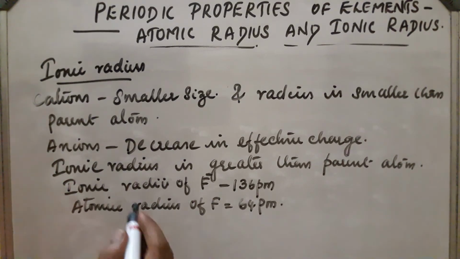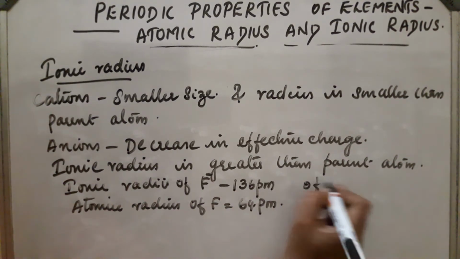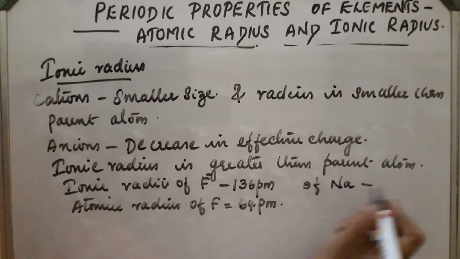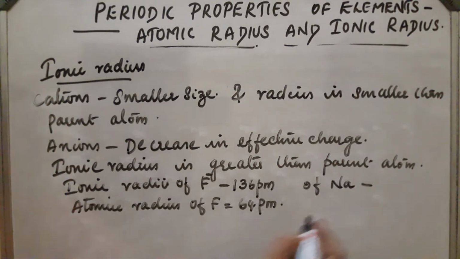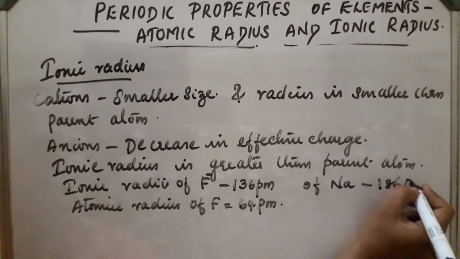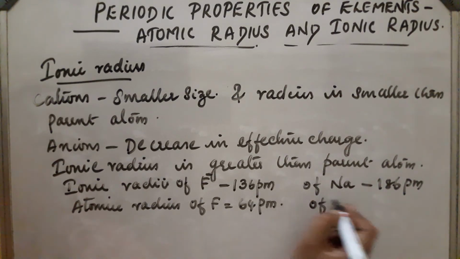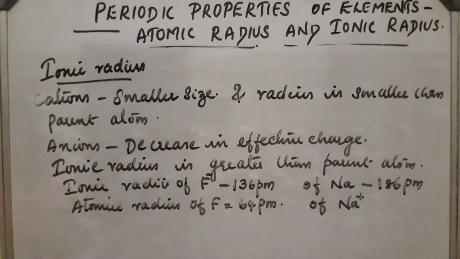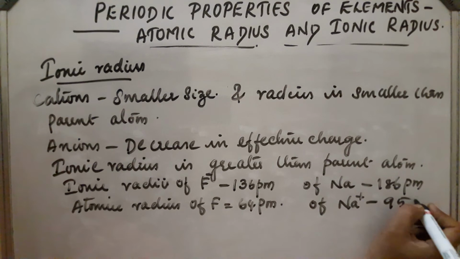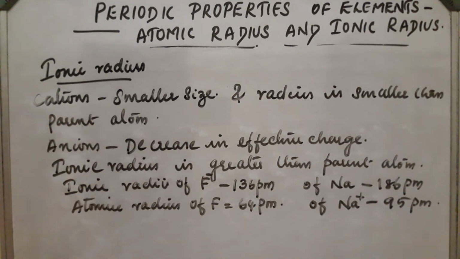Then, what will happen? The atomic radius of sodium, Na, is found to be 186 pm. But Na plus is a cation, so normally its size decreases. So its ionic radius also decreases, and it is found to be 95 pm. These are the two examples for ionic radius.